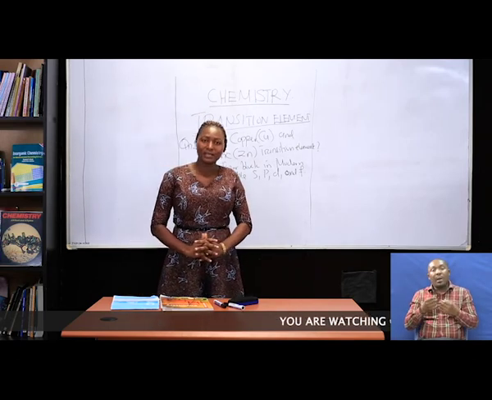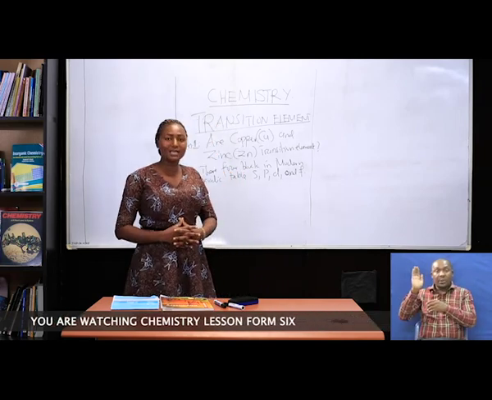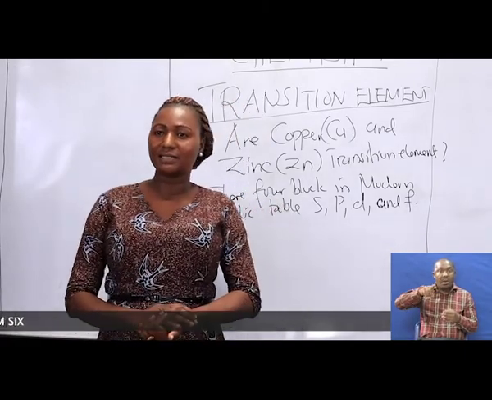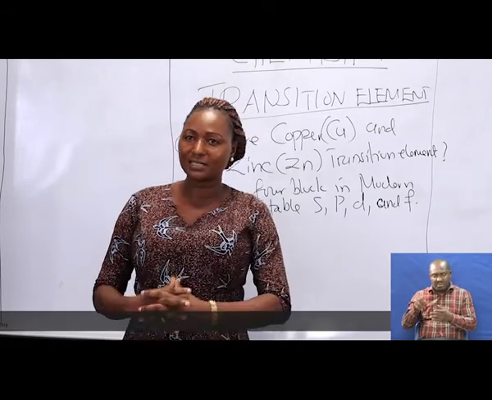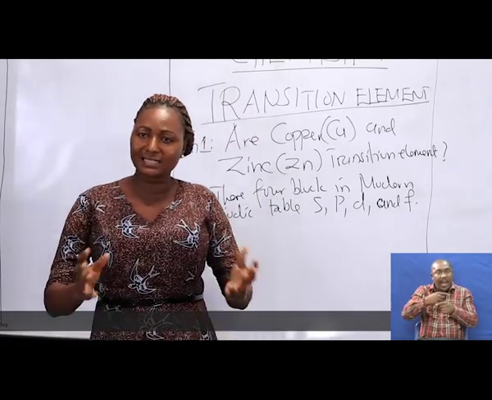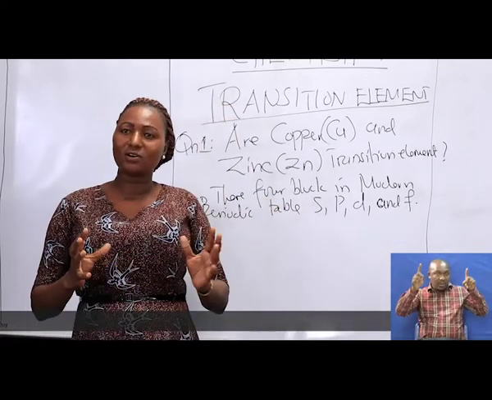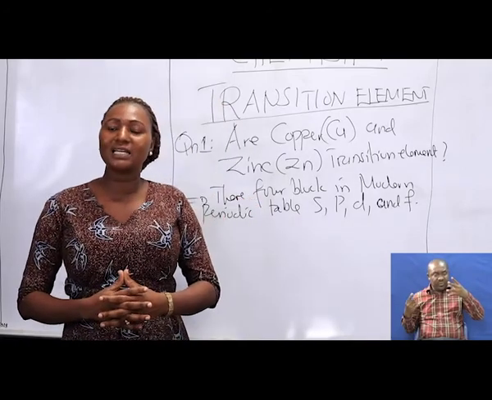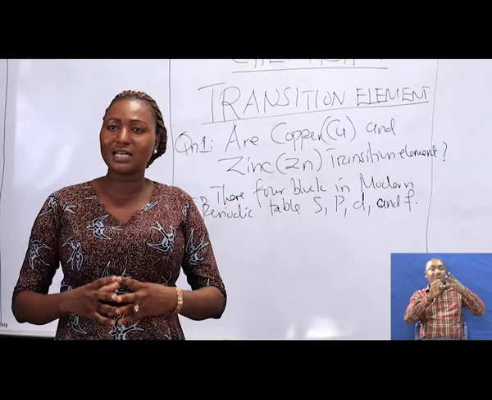Therefore, let us come to our question. Our question says, are copper and zinc transition elements? Where are transition elements in the modern periodic table? As I said, the modern periodic table consists of 4 blocks. The transition elements are found in the D block.